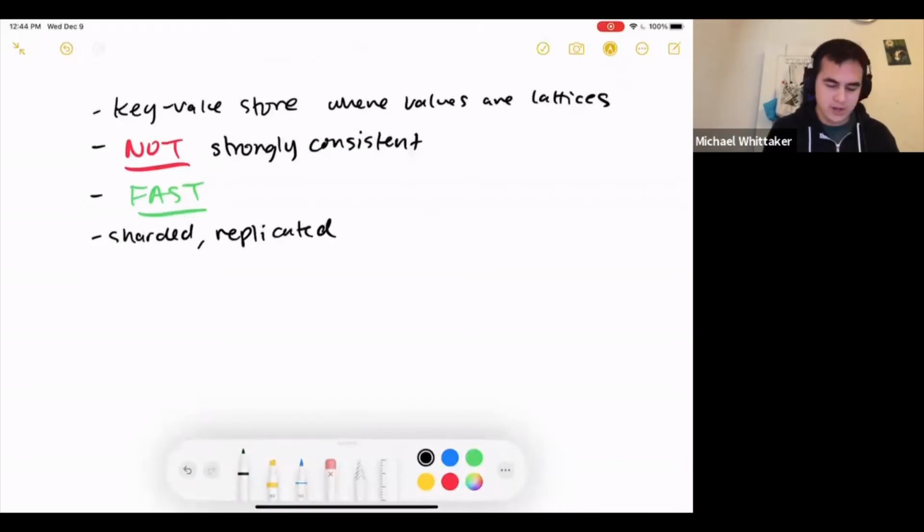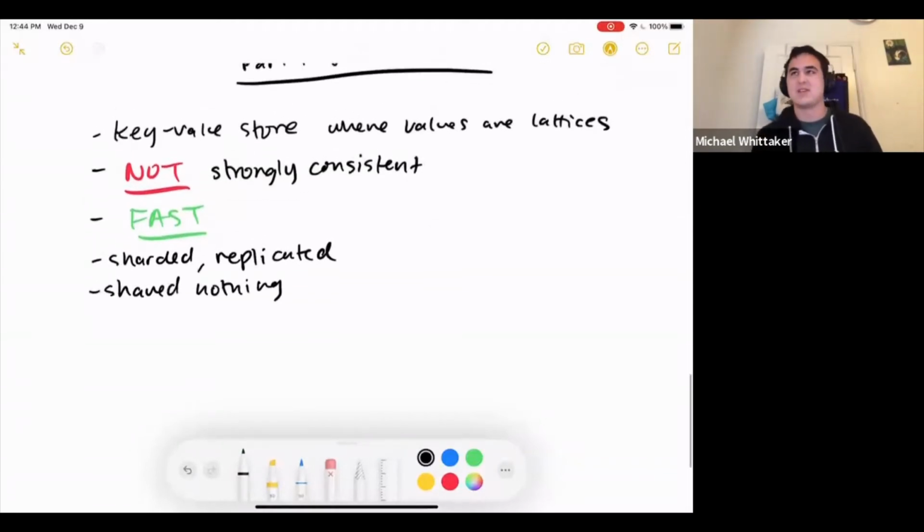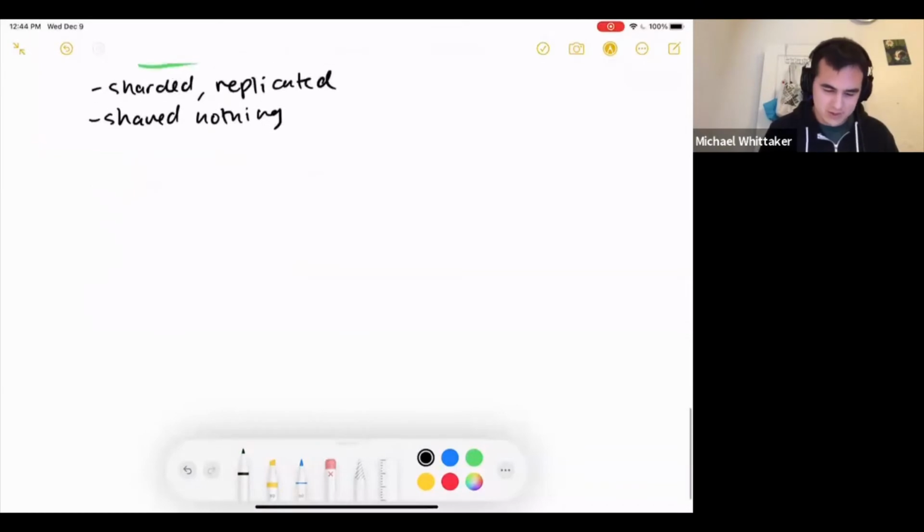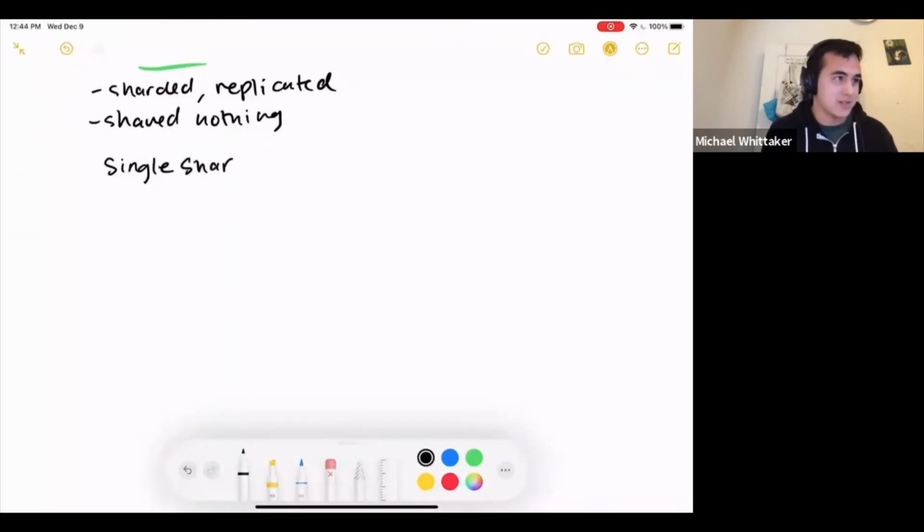And what else? Shared nothing. Okay, so I think these are the most important descriptors of the system. Some key value store that's not strongly consistent, super fast, sharded, replicated, and shared nothing. All right, so now let's look at an example. Thankfully, Anna is a very simple system by design. I think the simplest things tend to be the fastest, which means that it won't be too hard for us to understand the system pretty much in full.